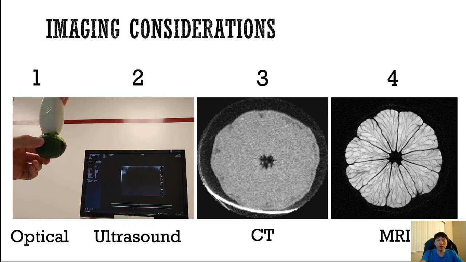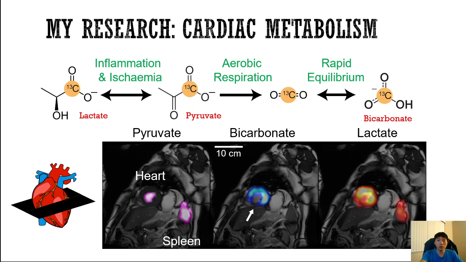So in the final 2 slides, what I'll do is talk a little bit about the research that I do in Oxford. What I do is I look at metabolism, and specifically metabolism in the heart. Metabolism is interesting because if there's any sort of abnormality or injury to the tissue, then usually the first thing that you notice is a change in the tissue's metabolism.